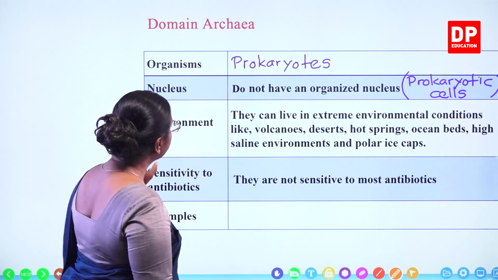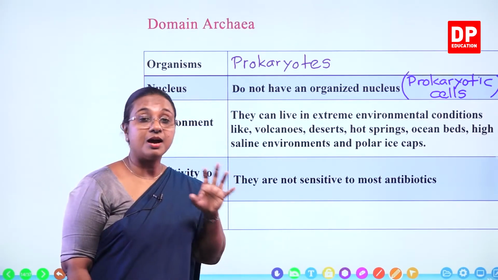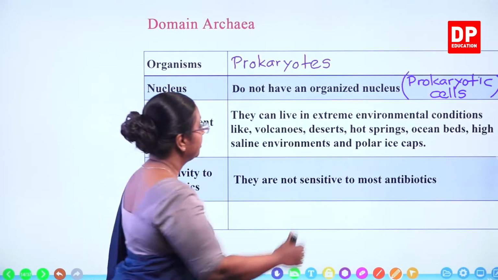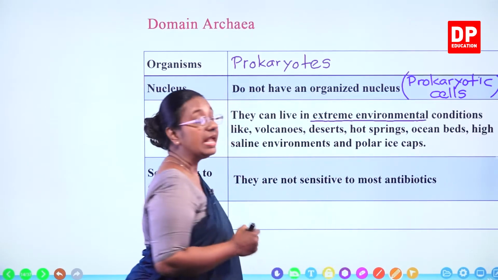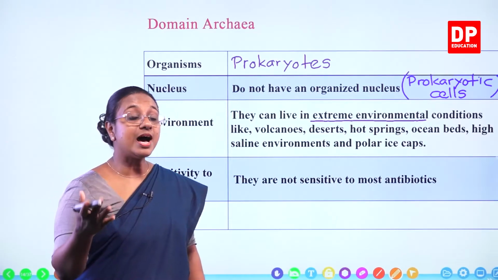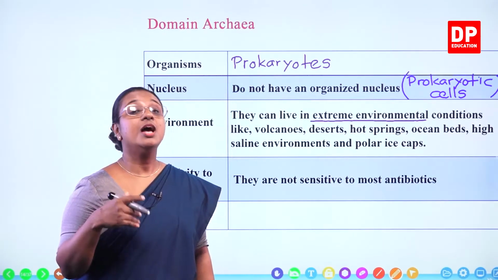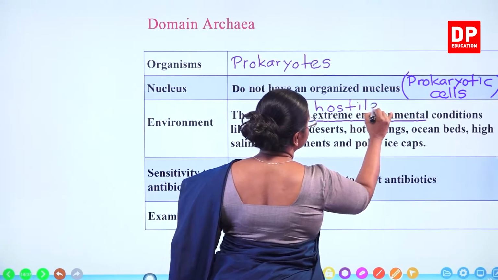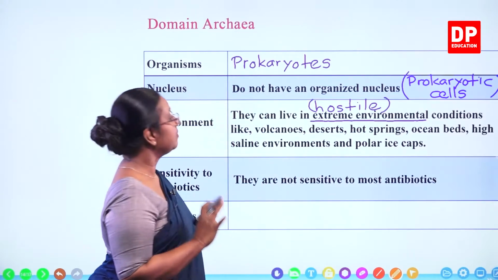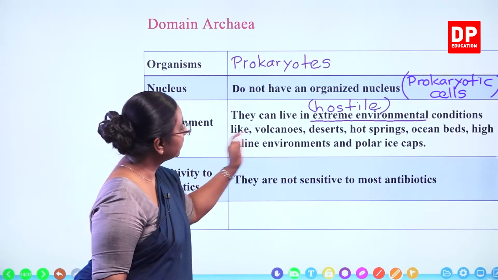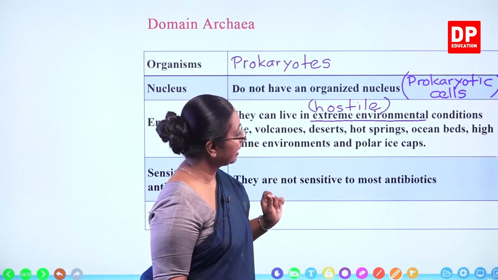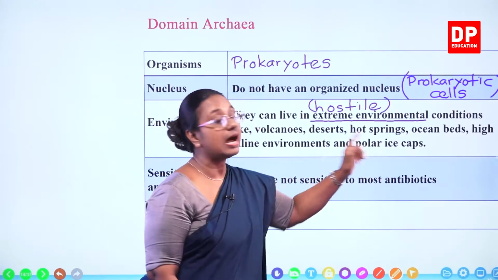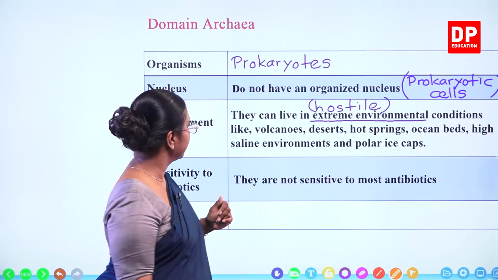If we look at the environment in which Domain Archaea organisms live, they can live in extreme environmental conditions. We have discussed this before also. What's the other name given to extreme environment? Hostile environments. So when we say extreme or hostile environments, we mean volcanoes, deserts, hot springs, ocean beds, high saline environments and polar ice caps.